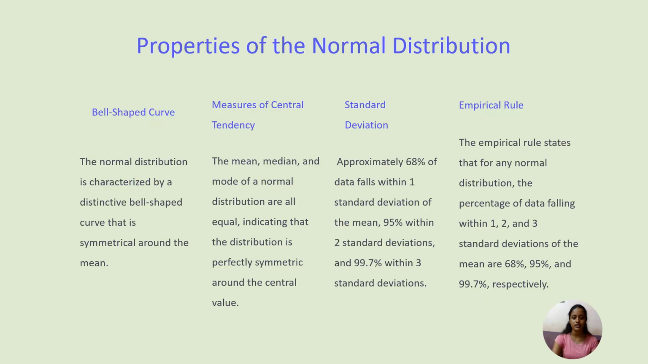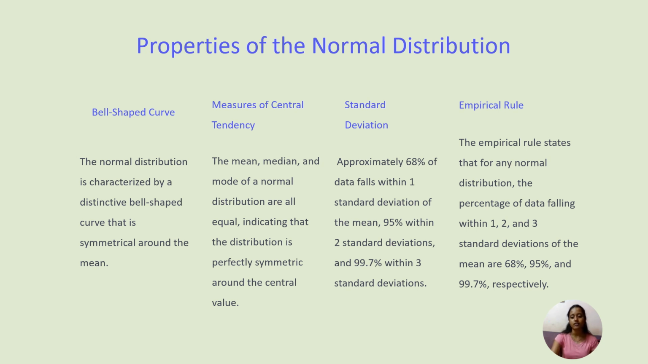Again, as we discussed in the previous slide, the properties of the normal distribution are the bell-shaped curve and symmetry. The bell-shaped curve has two aspects. One is the unimodal aspect: this distribution has a single peak which occurs at the mean, which indicates that most values will cluster around the central point. Then we have the tails aspect: the curve extends infinitely in both directions, approaching but never touching the horizontal axis.